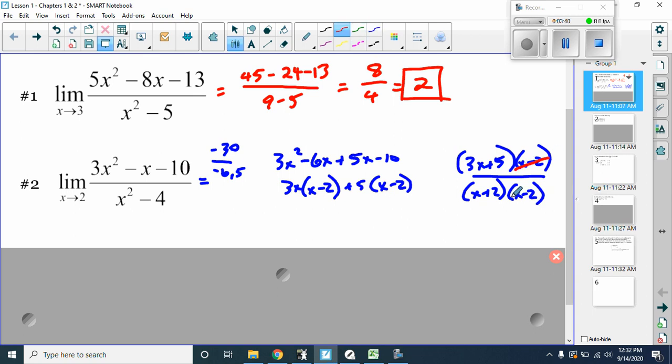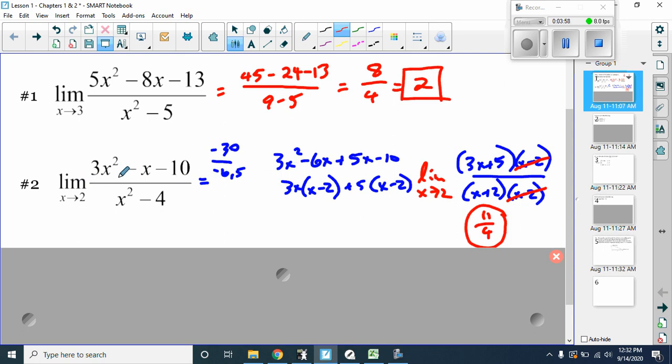The x minus 2's can cancel. And now we can directly substitute, and we no longer have 0 over 0. So here I've got 6 plus 5 over 2 plus 2, 11 over 4. So that was the first way that you learned how to do it.